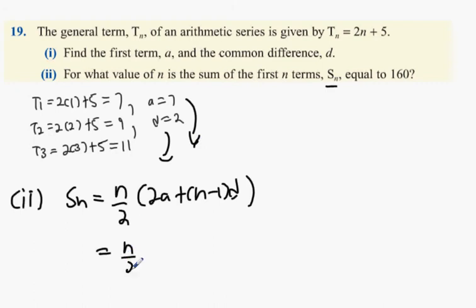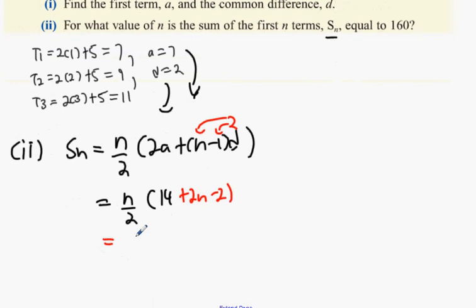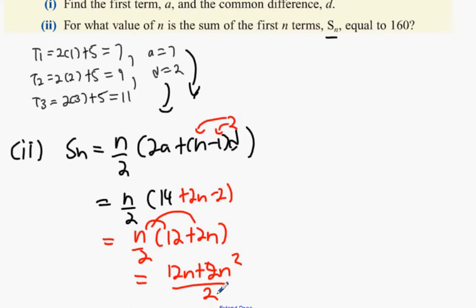Okay, 2 times a, which is 2 times 7, 14. d is the number 2, so what's 2 times n minus 1? 2n minus 2. Then that will give me n over 2 into 12 plus 2n. Multiply the top, 12n plus 2n squared, all over 2. What happens when you divide both those numbers by 2? 6n plus n squared.